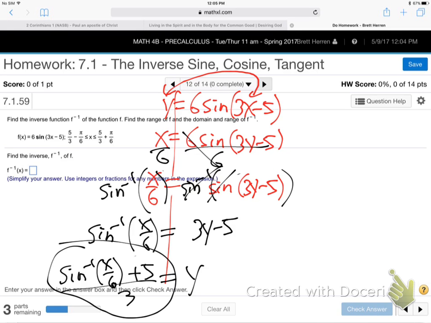Questions on that one? You good with the inverse function there? And then they're going to ask us, what's the range of f? Can you figure out the range of the original function f?